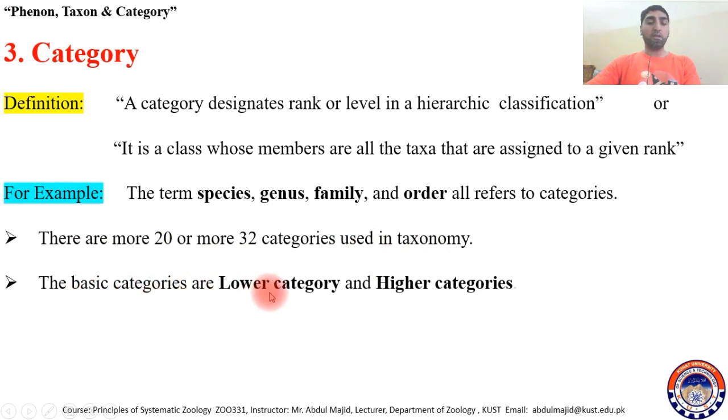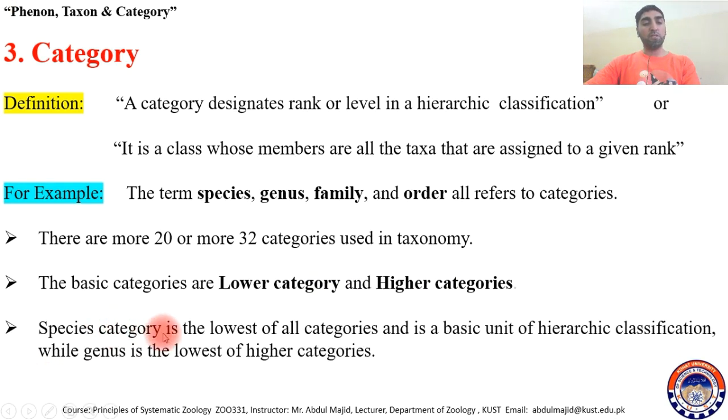The basic categories are lower categories and higher categories. Species and subspecies are lower categories, and genus and above up to domain are known as higher categories. So the species category is the lowest of all categories, and it is the basic unit of classification. Species is the best basis, while genus is the lowest of the higher categories. Genus is not the lowest category, but it is the lowest in higher categories.